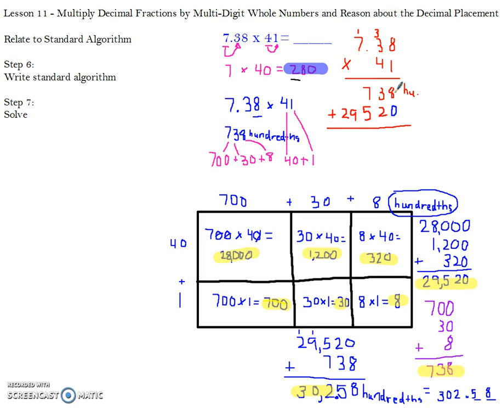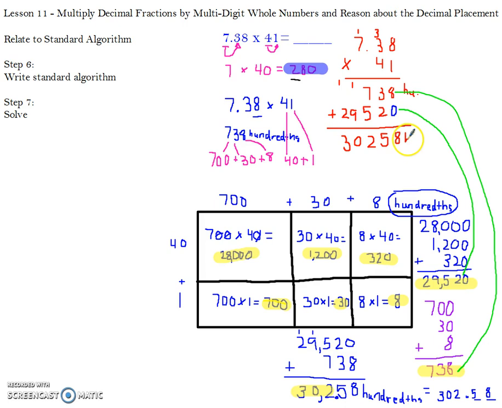So we have 738 here for a partial product. Same thing for our area model. 29,520. Same partial product as our area model. Now we just add them up. 8 and 0 is 8. 3 and 2 is 5. 7 and 5 is 12. Leave the 2, carry the 1. 1 and 9 is 10. Leave the 0, carry the 1. 1 and 2 is 3. And remember that this answer is actually in hundredths.